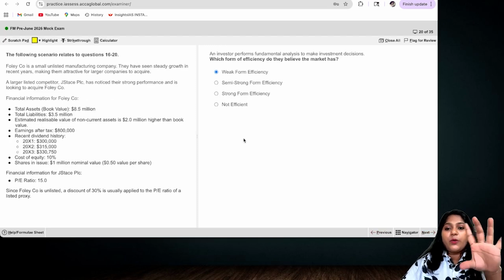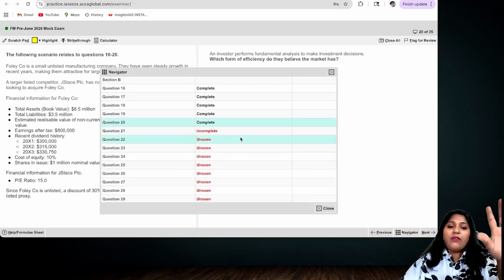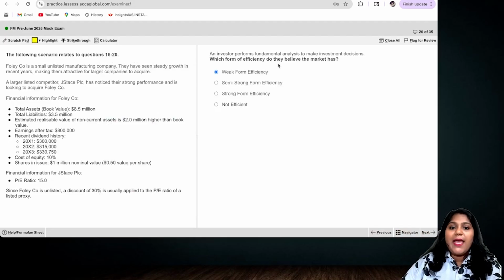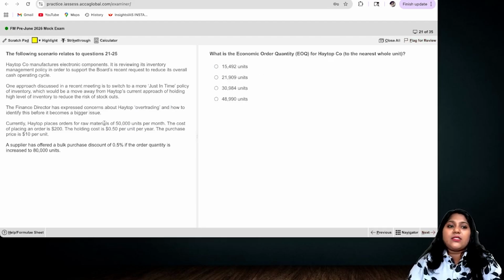So that's the first question of your section B. Sometimes what happens, ma'am, I have a doubt, flag it and keep it. So you can always go ahead and flag it and keep it. So flag for review, you can always keep it. Now we'll move to the next section, section B questions, guys.